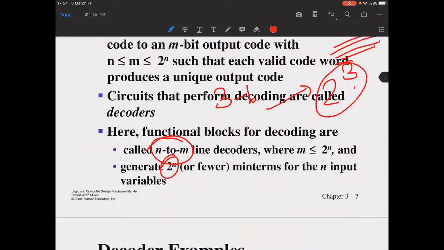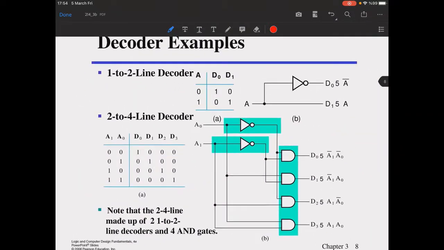That's the case. So let's take a look at some examples of different size, starting with the most basic one, the 1 to 2 line decoder here. If you provide here 0, for example, this one will be selected and not this one, and if you provide here 1, this one will be selected and this one will not be. Okay, that's the idea with the basic 1 to 2 line decoder.